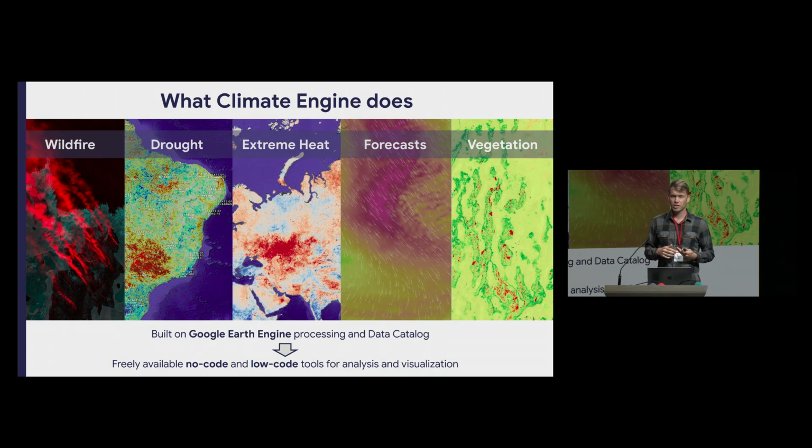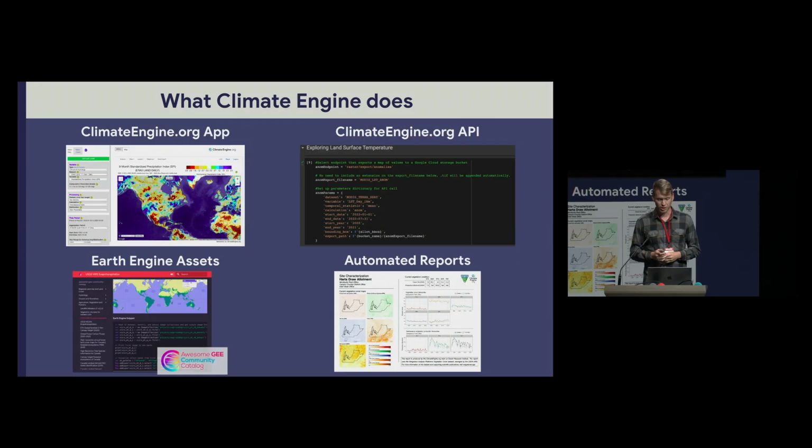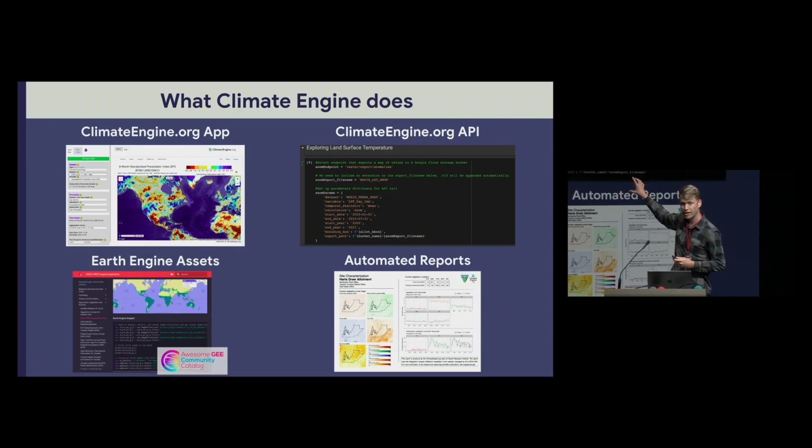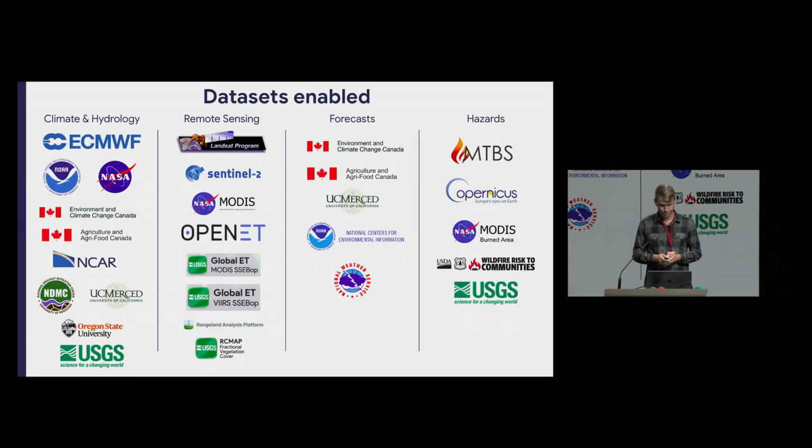And so Climate Engine is a set of tools that's freely available that sits on top of Google Earth Engine. So we leverage the cloud computing processing and data catalog, and they provide no-code and low-code capabilities for analysis and visualization. Our primary tools are our web app and our API. We're expanding access to the API right now, so if you want to learn more, talk to Jody or me sometime this week. We also make many of our data sets available through the awesome community catalog.